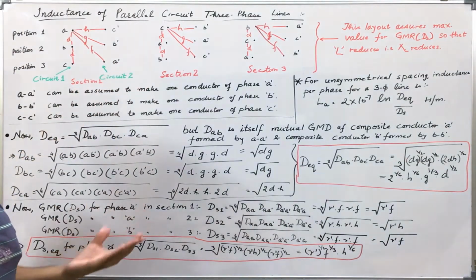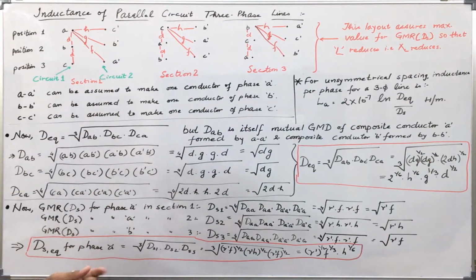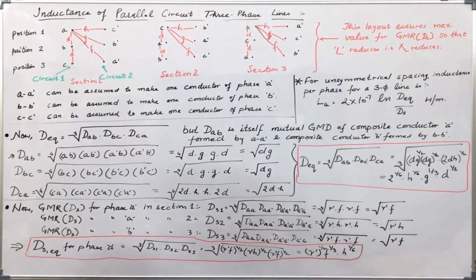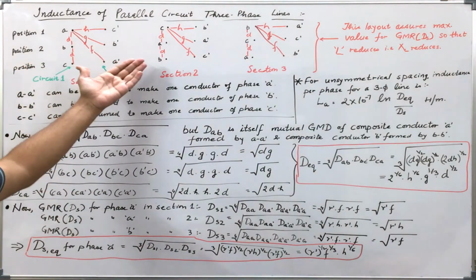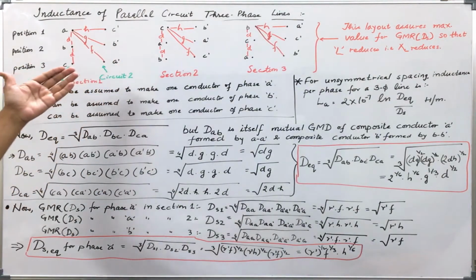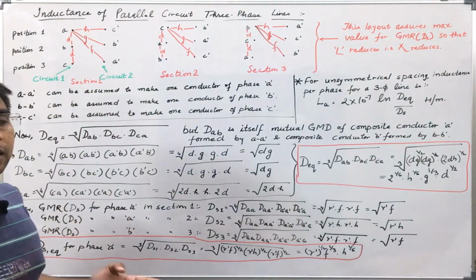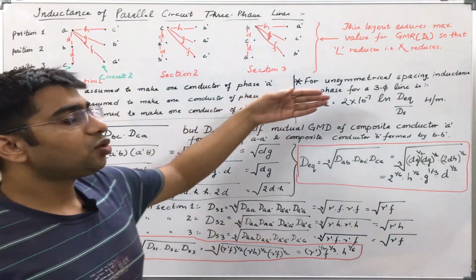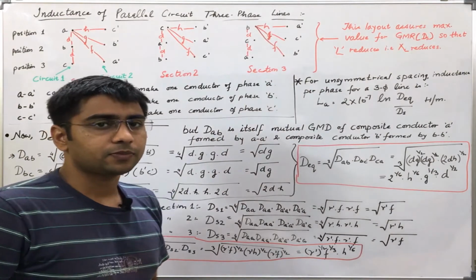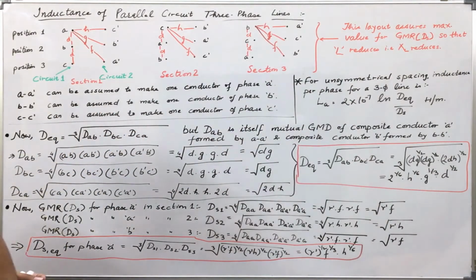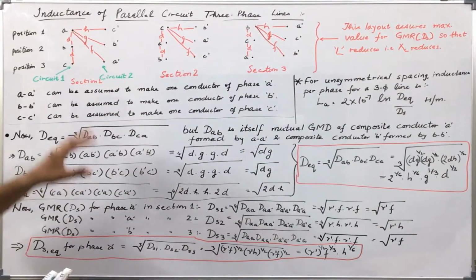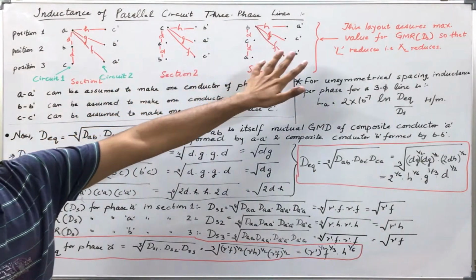What is the benefit of that? The benefit of a double circuit line is that we can utilize the same tower for transmission of more power, since we have multiple conductors per phase. One other advantage is that we get a lower inductance. We will see how. Now I have shown here three sections of the transposition cycle.